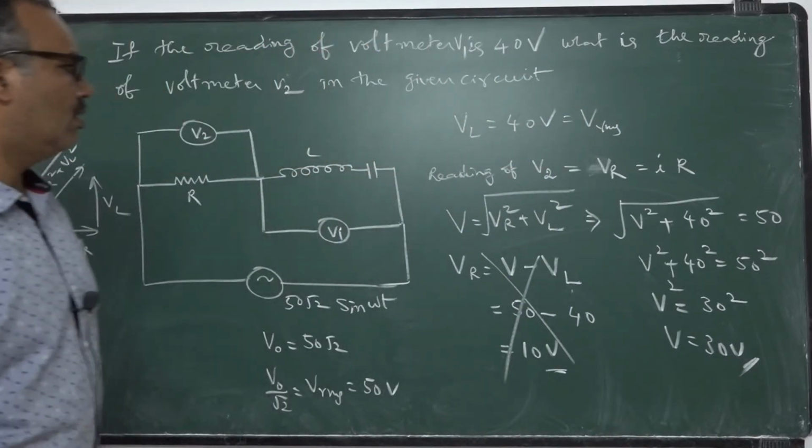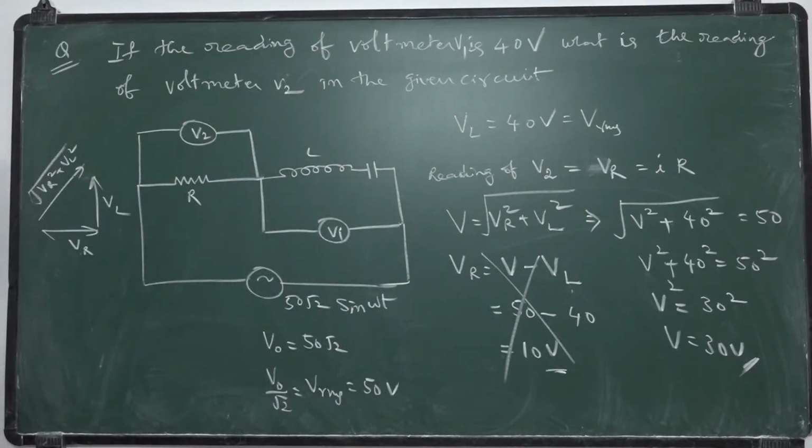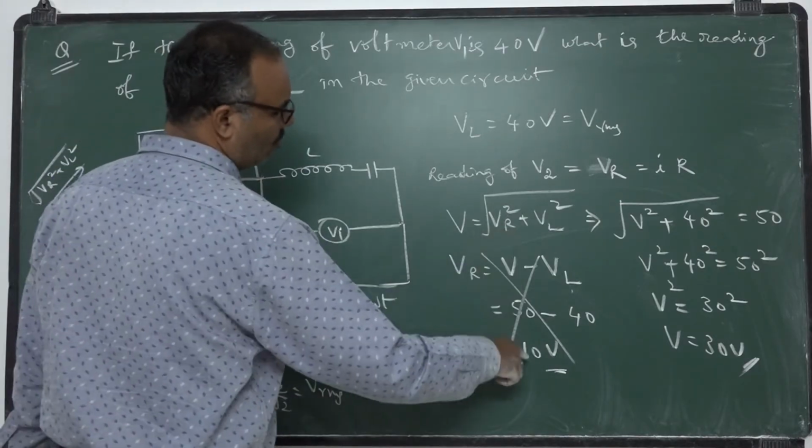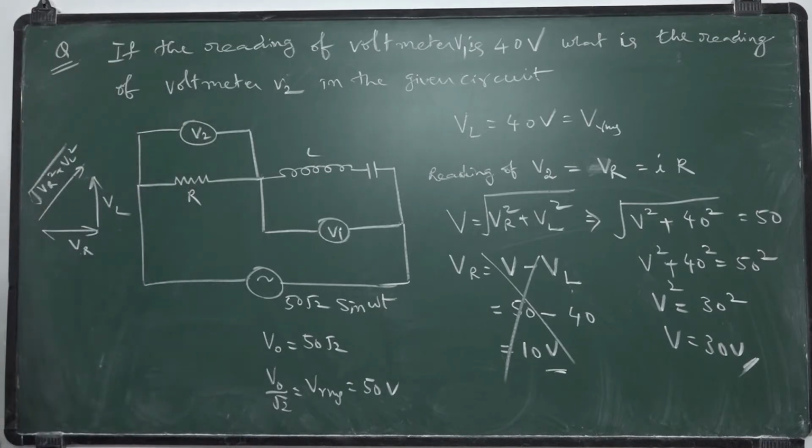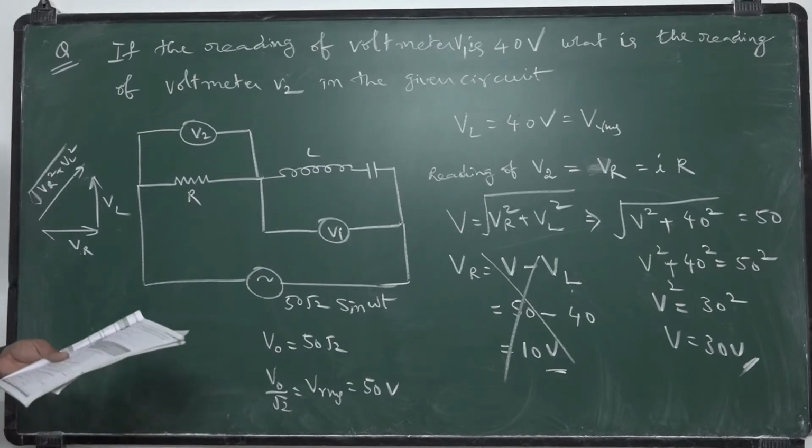We should take phase difference into consideration. Without considering phase, if you do the problem like this, it will give wrong result. So, we should take voltage across inductor and voltage across resistor. They are having a phase difference of pi by 2. So, due to that phase difference, the effective voltage in the circuit is given by square root of VR square plus VL square. That you should take into consideration.